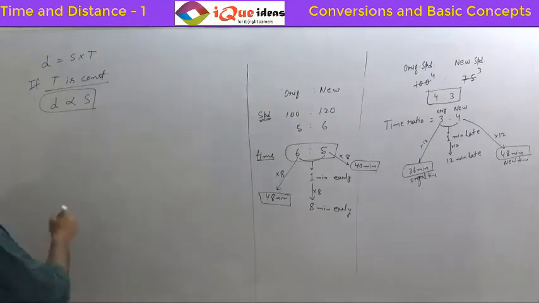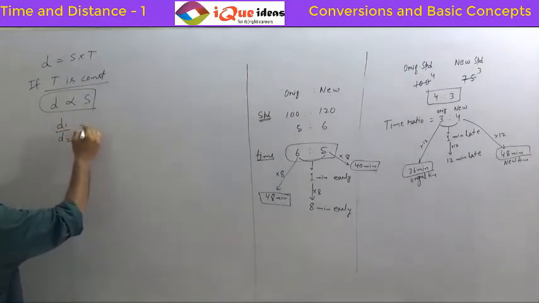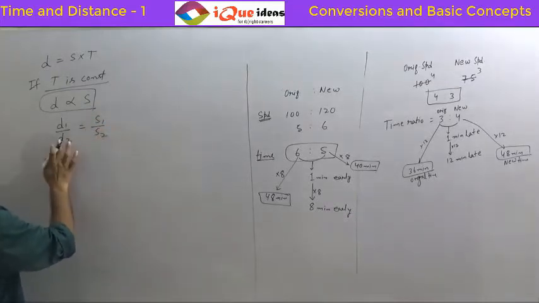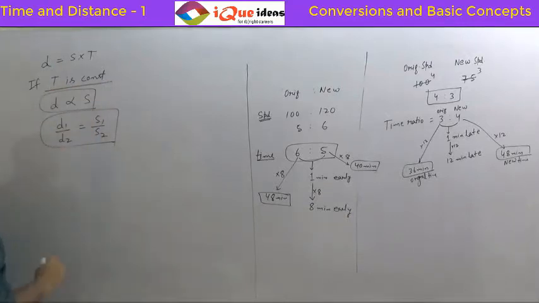Now what does it mean? In terms of ratio, it would mean d1 upon d2 is equal to s1 upon s2. That means the ratio of distances traveled will be equal to the ratio of speeds if time is constant, if time is the same. So let's take another question.